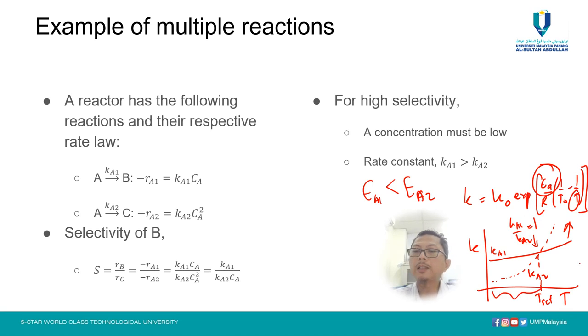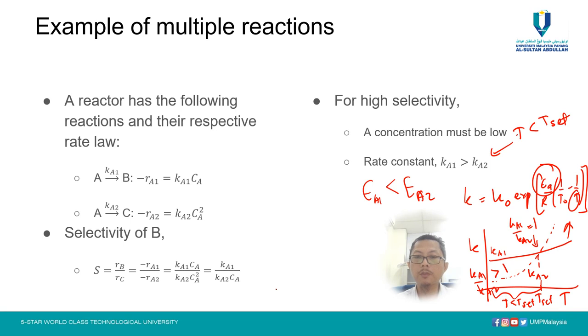So k1 will be higher than k2 below T set. As you can see here, k1 is higher than k2 when the temperature is lower than T set. k1 per k2 is higher than 1. This indicates that you must have T lower than T set, so that the rate constant k1 is higher than k2. Then only will your selectivity be high. Okay, this is one example.